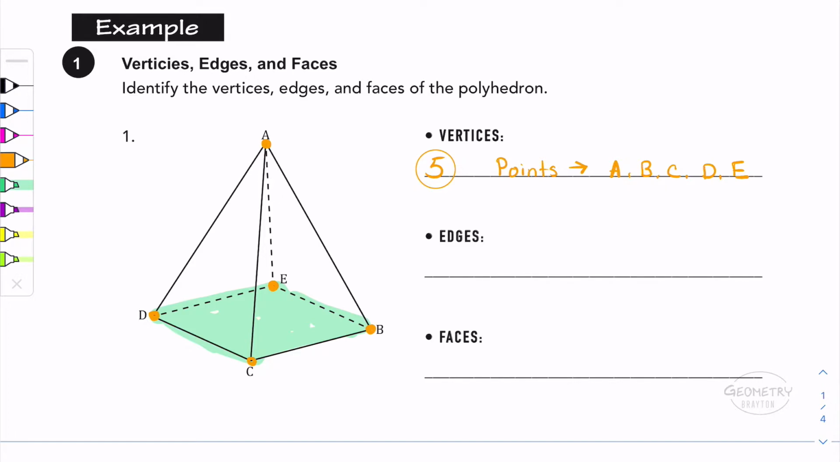Edges are where two faces come together. So if I trace over all the edges, I have an edge here, here, here. So that's 4, 5, 6, 7, 8 edges.